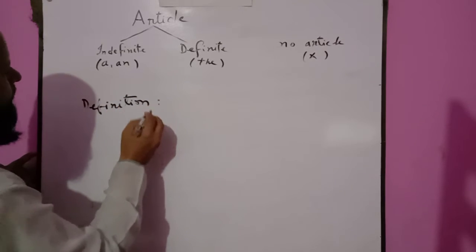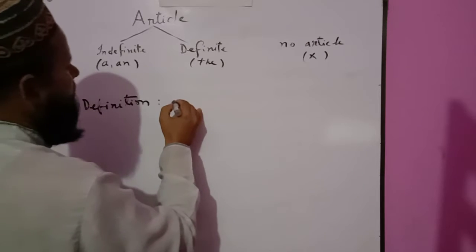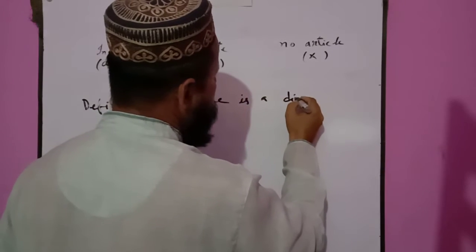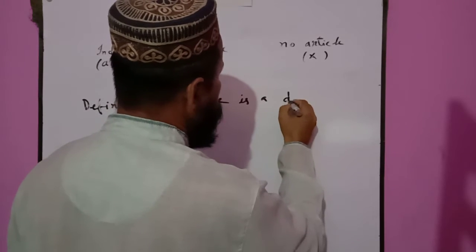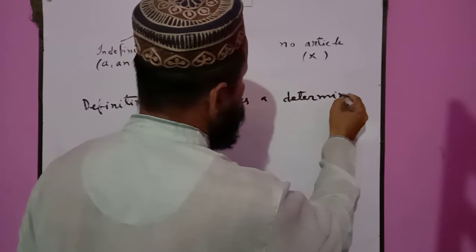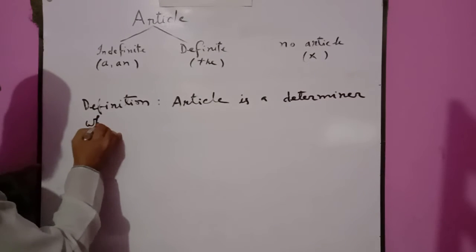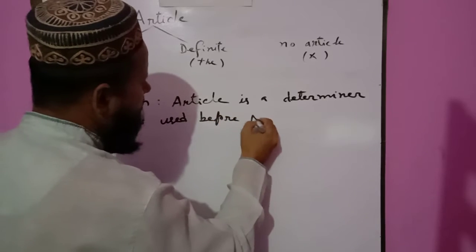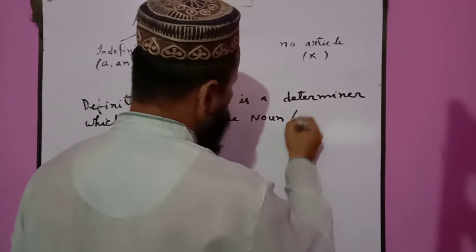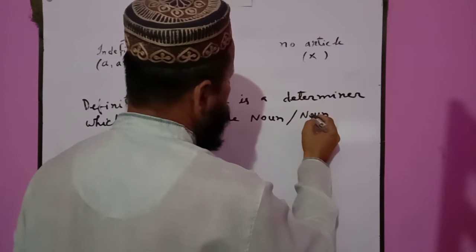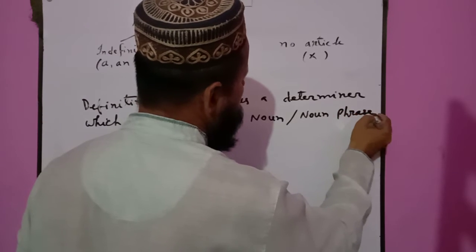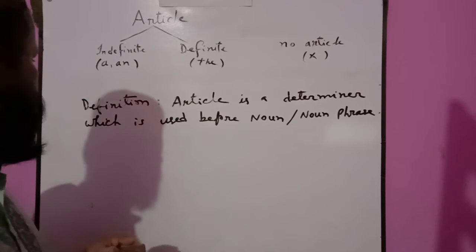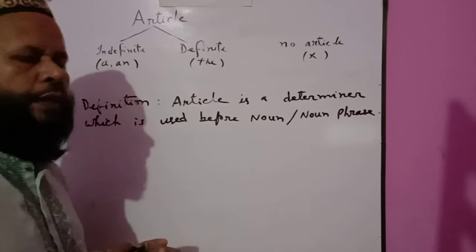Definition. Article is a determiner which is used before noun or noun phrase.